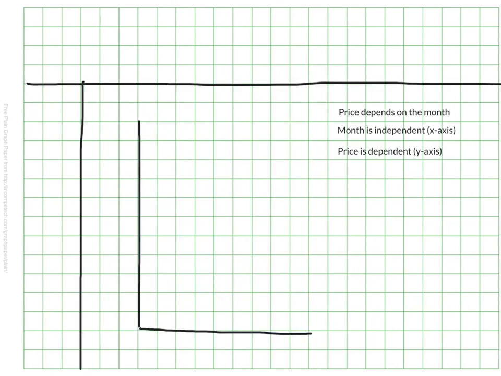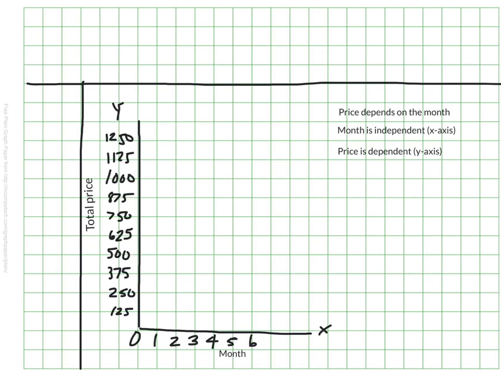For my graph, just a quick note here, the price that we pay depends on how many months the student is playing. So the month is independent and the price is therefore dependent. It's going to be on our y-axis, just to make note of that. I'm going to go ahead and set this up. So I have my graph set up. I decided to go with a scale of 1 along the x-axis and a scale of 125 on the y-axis. And so we can record actually what's in our table.